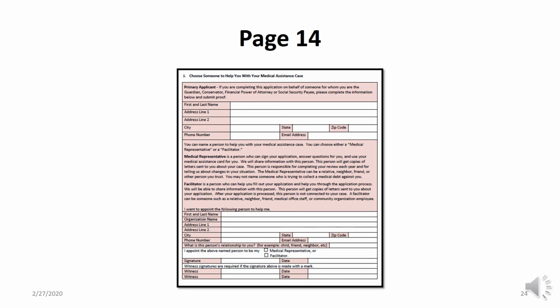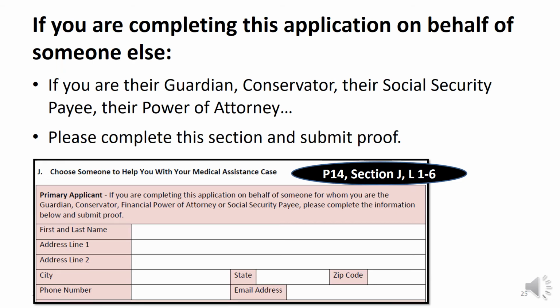Page 14. If you are someone completing this application on behalf of someone else, if you are their guardian, conservator, their Social Security payee, or their power of attorney, for example, please complete this section and submit proof that you are who you say you are.